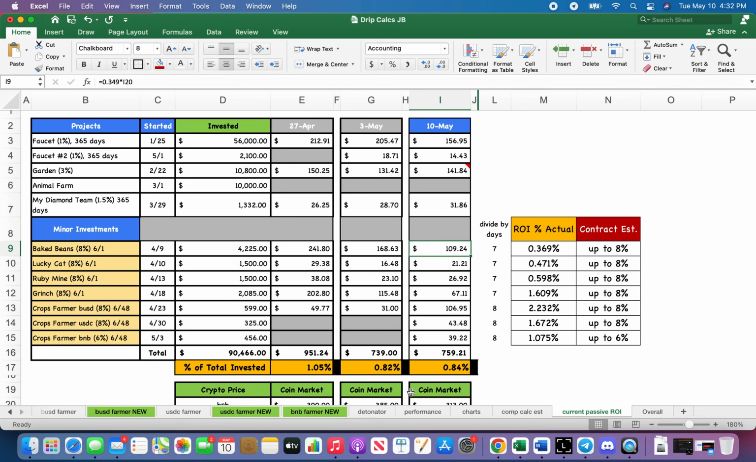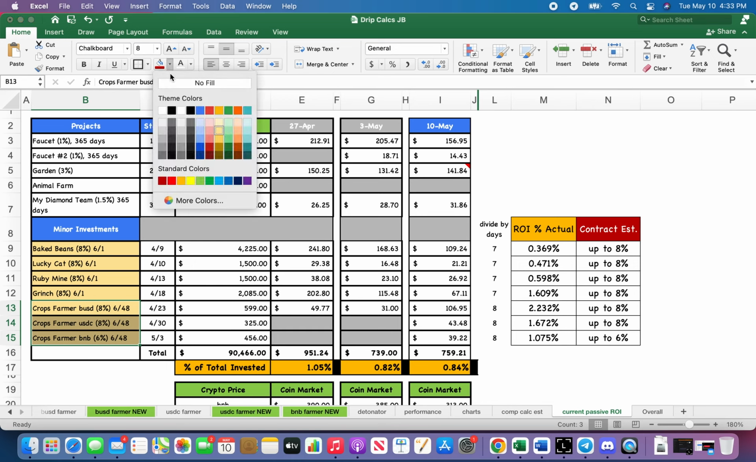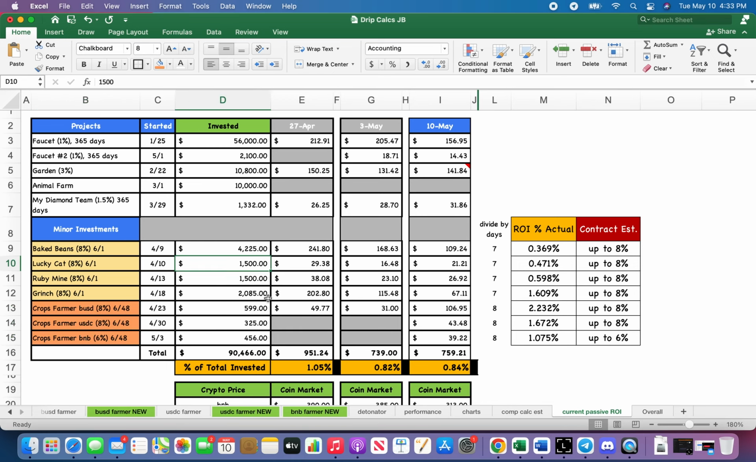All right, to the miners. So I kind of separate the miners a little differently here because I want my viewers to know how I think about miners in terms of Baked Beans, like a Cat, Ruby miner, Ruby Mine, whatever you call it, Grinch. These are your traditional 6-1 miners, right? So the way I typically do my profits is you are able to compound 6 days a week, and they ask you to, and that's what I do, and I take profits on Monday.